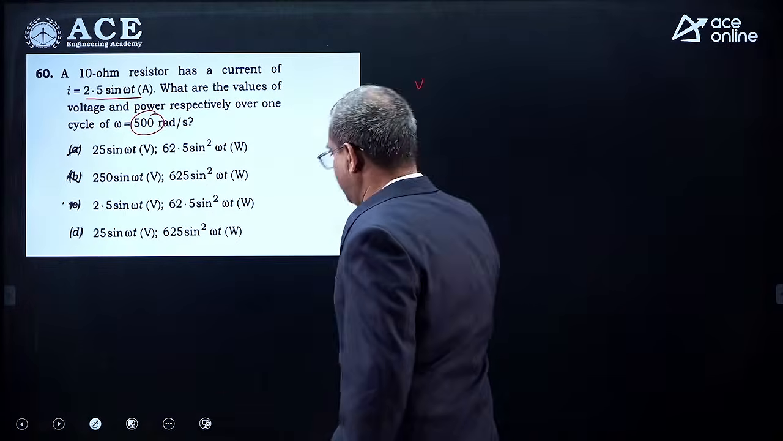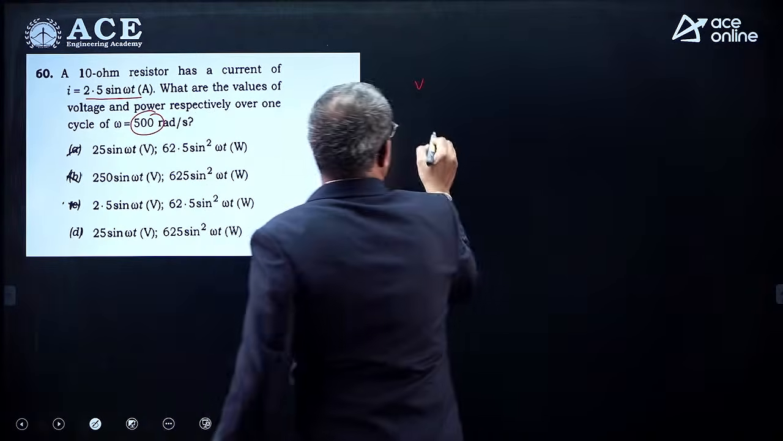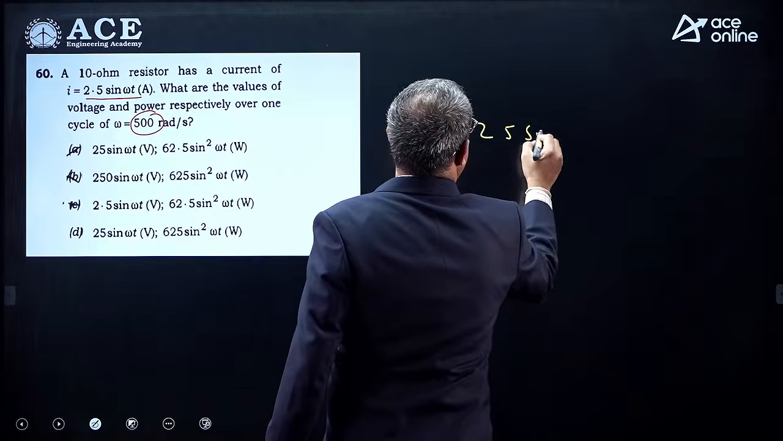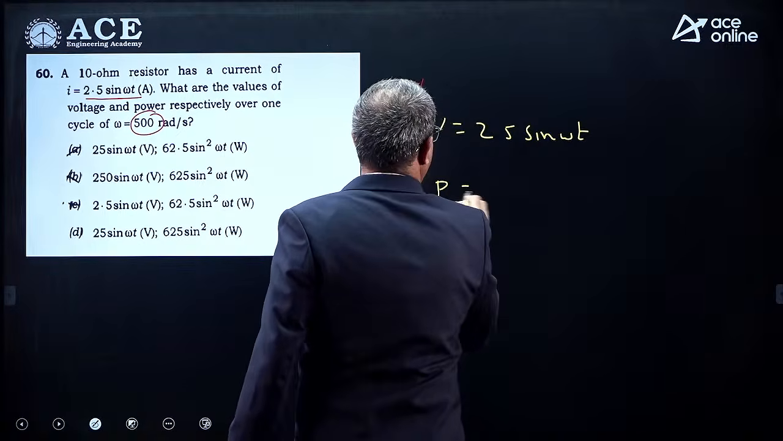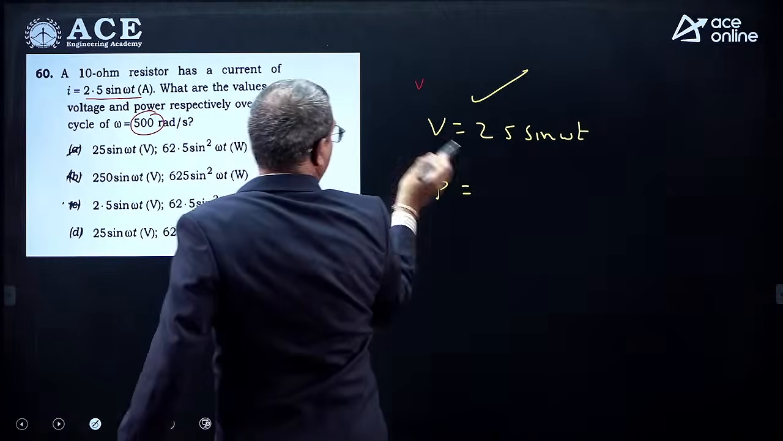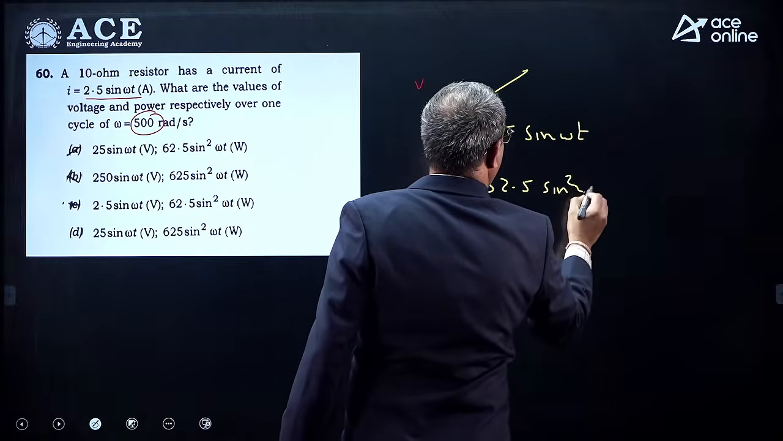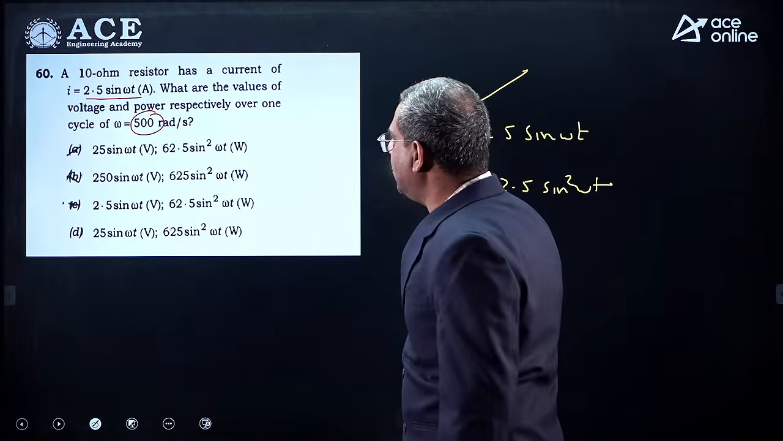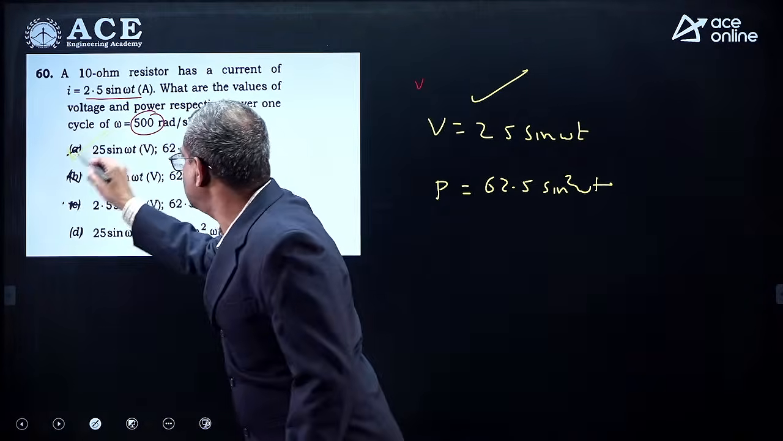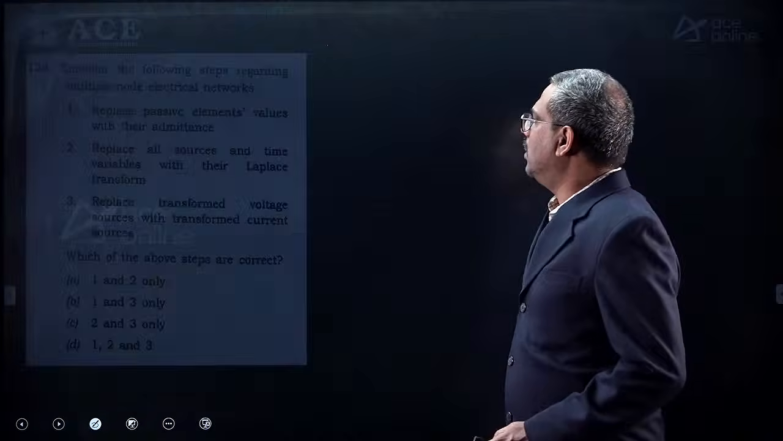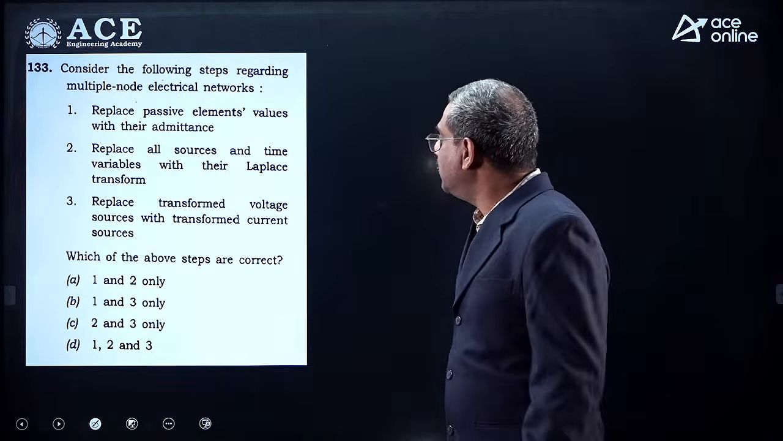So V is directly 25 sin omega t. Then what is power? Power is voltage into current. So 25 into 2.5, that is 62.5 sin square omega t. So voltage is 25 sin omega t and power is 62.5 sin square omega t, so this is clearly option A. Okay. Now look at the next bit here.